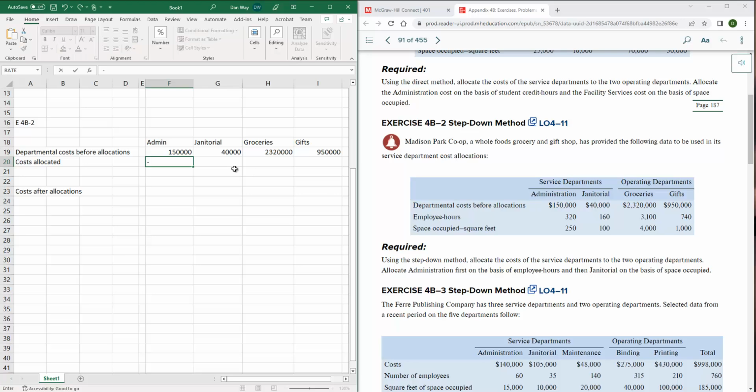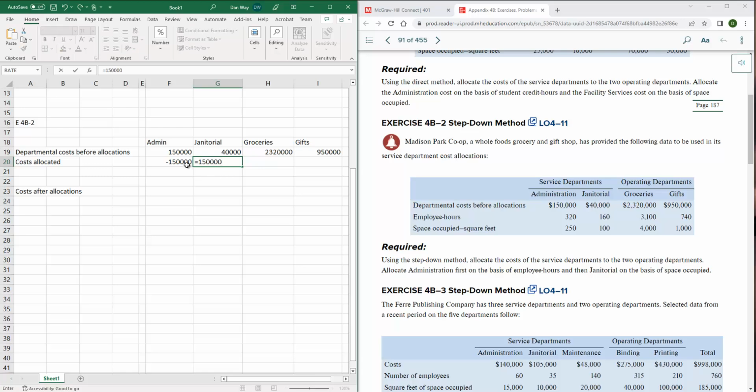So I want to allocate all 150,000 now out of the admin department here. And I'm going to do that to all my remaining departments. So that's my janitorial service department, and then my two operating departments, groceries and gifts. So let's start here with the allocation to janitorial.